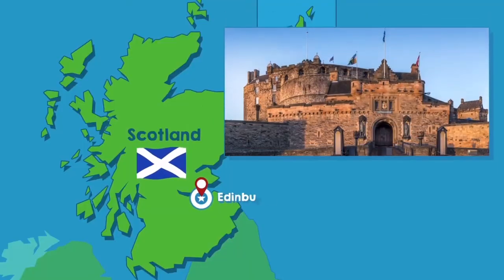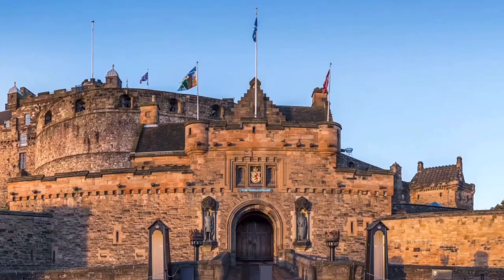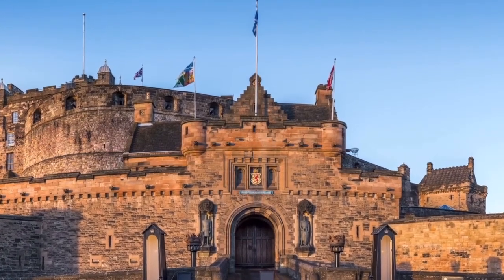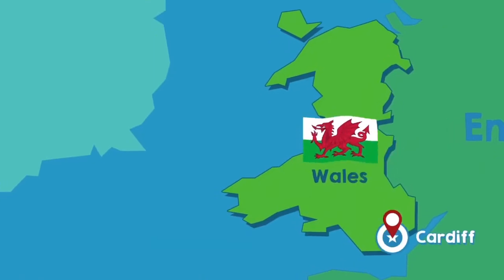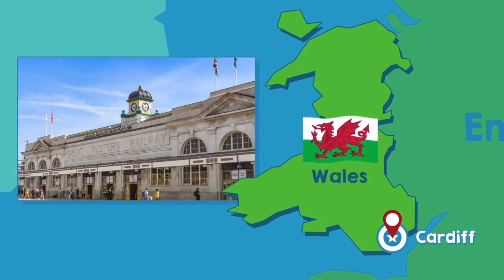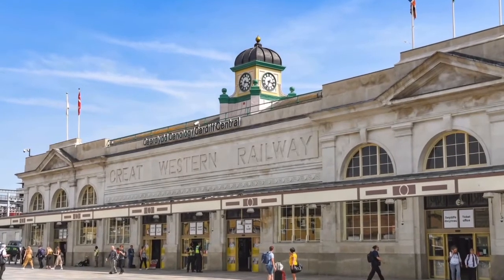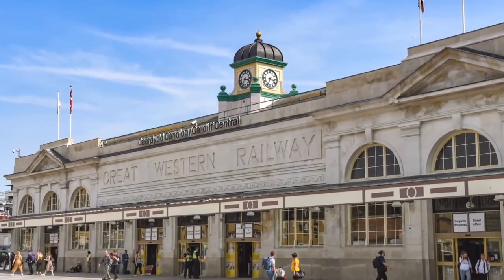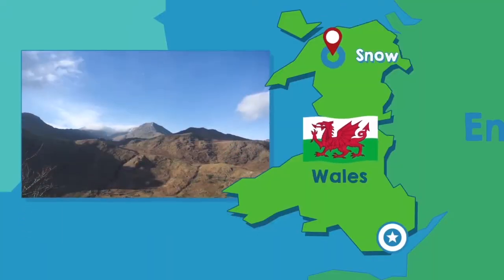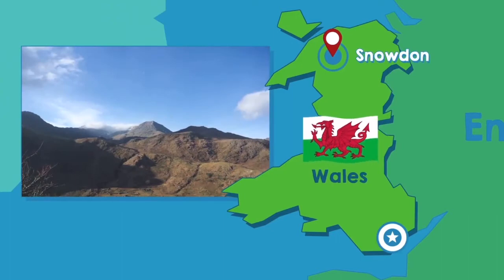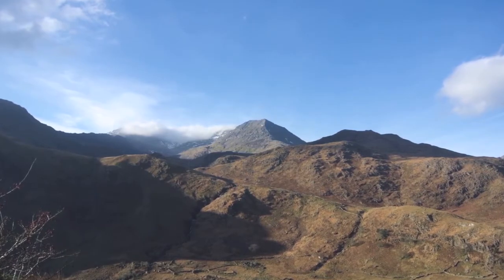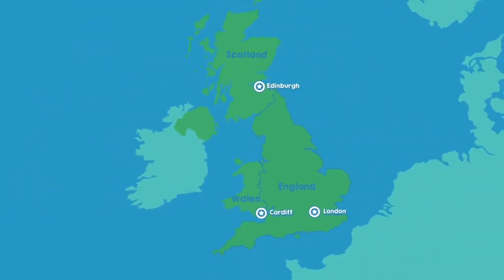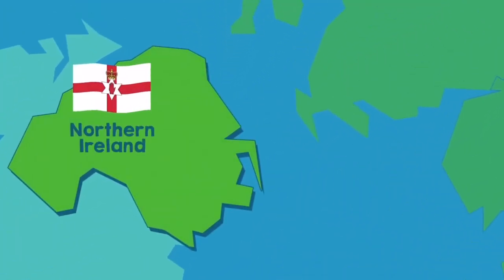The capital city of Scotland is Edinburgh, with its famous castle. Wales's capital city is Cardiff. Here's Cardiff railway station. It was built to handle all the trains coming in and out of the city. And this is Snowdon, Wales's highest mountain. Beautiful, if I do say so myself. Across the Irish Sea is Northern Ireland. Its capital city is Belfast.